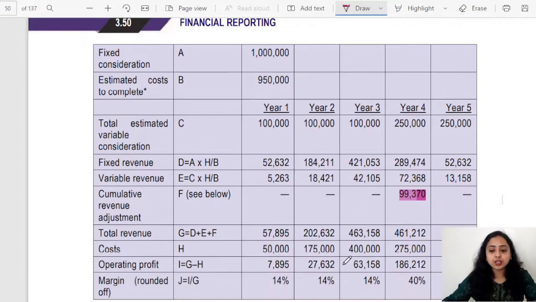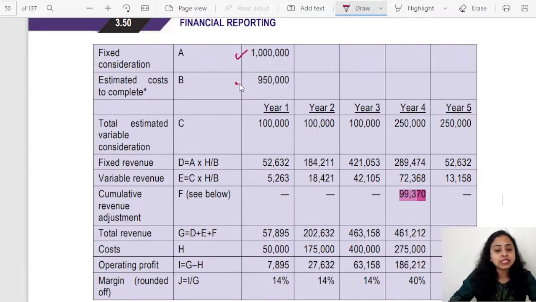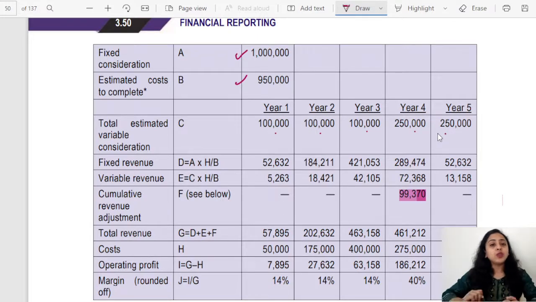Okay, so for solution purpose, the fixed consideration is 10 lakh rupees. The estimated cost to complete is 9,50,000. No issues, this was given in the question itself. Now, the total estimated variable consideration for year 1 is 1 lakh, year 2 1 lakh, year 3 1 lakh, and from year 4 and 5 it is 25% and 25%. Therefore, 2,50,000, 2,50,000. Okay, this is variable consideration. Now, the fixed revenue of 10 lakh rupees will be divided as per the cost, that is each year's cost divided by the total cost.